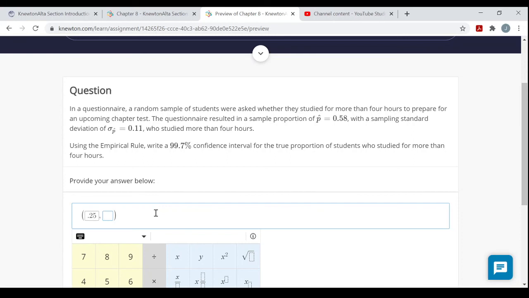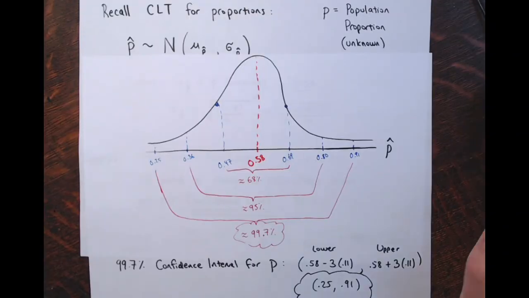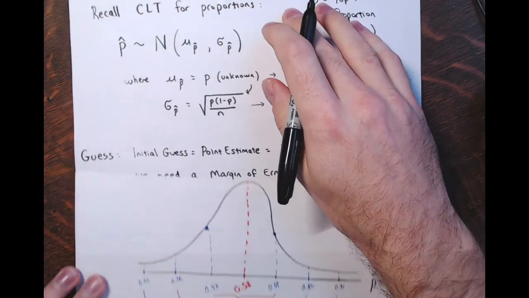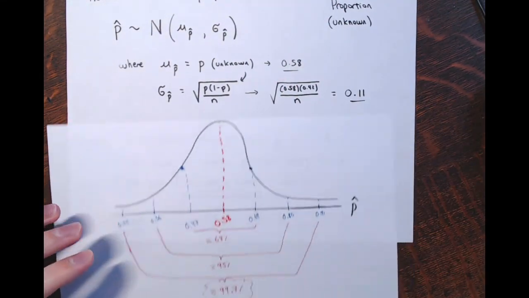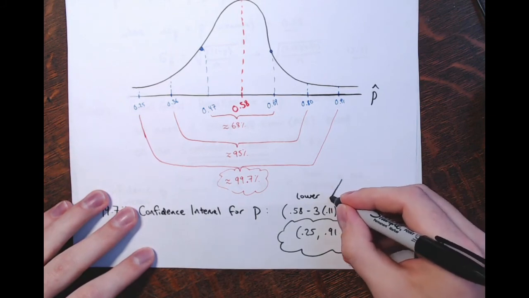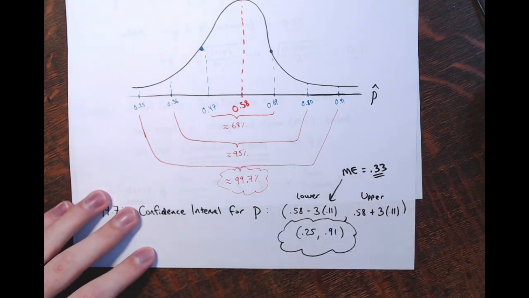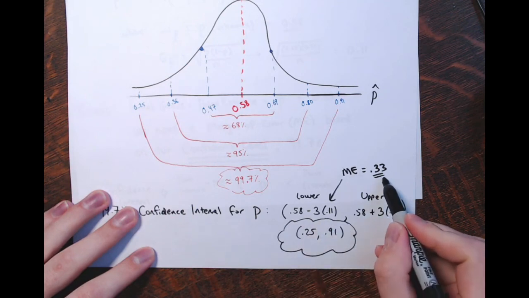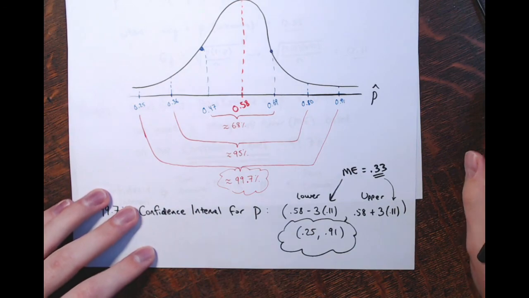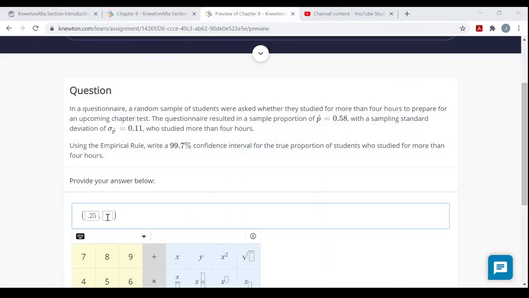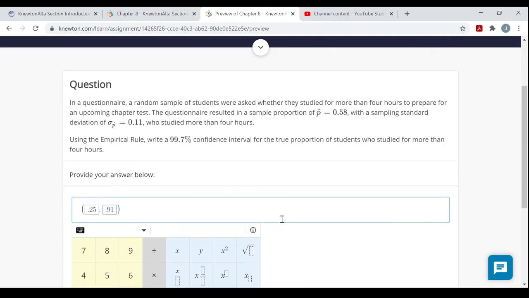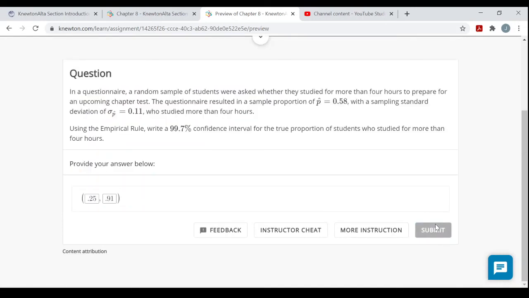So that 3 standard deviations would have been the margin of error. I probably should have written that out as well. So the margin of error, I'll just write it here. We're seeing here that the margin of error is 0.33, 3 times 0.11. So there's your point estimate minus the margin of error, point estimate plus the margin of error. Just pointing that out in case they ever ask for what was the margin of error. And then the upper bound, that was 0.91. And let's submit it and check it out.